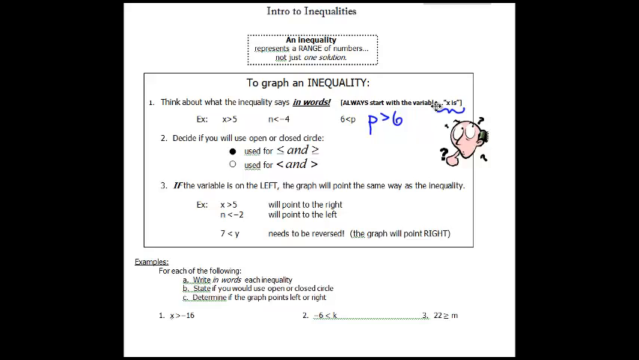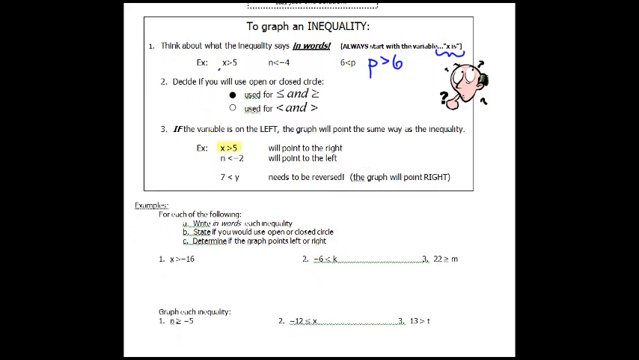We graph them on a number line, and to do so we need to decide first if we're going to use open or closed circles. We use a closed circle where we have greater than or equal to or less than or equal to. We use an open circle when it's just greater than or less than. Now, if the variable is to the left, like it was in this example and this example, we can always point our graph the same way as the inequality. X is greater than 5, I know that's going to point to the right. N is less than -2 will point to the left.